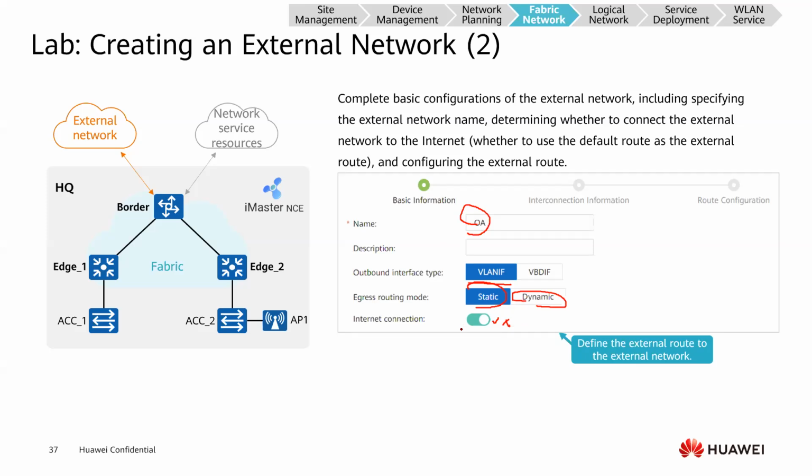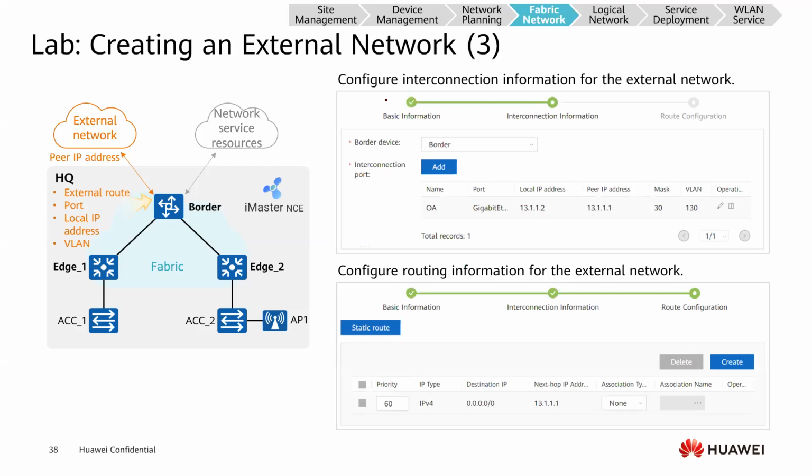So please pay attention to this function. And then after you configure the basic configuration, you need to configure the interconnection information. First, you need to select the devices that connect to the external network. So in our experiment, as usual, we use the border to connect to the external network.